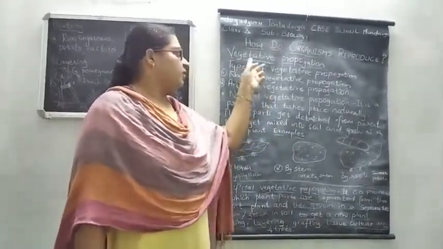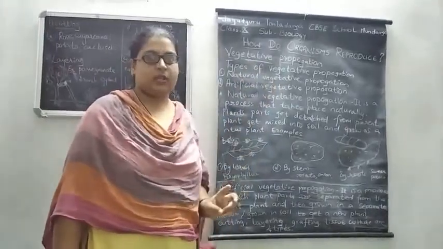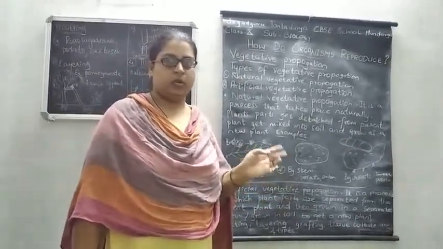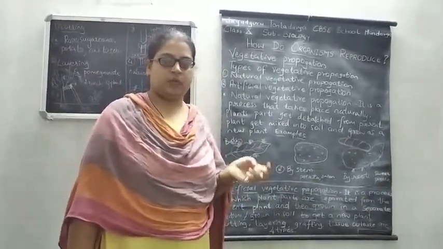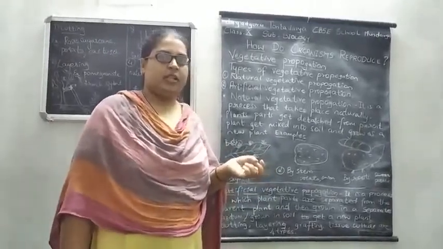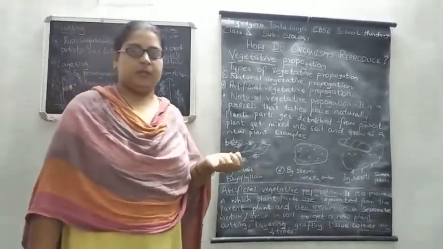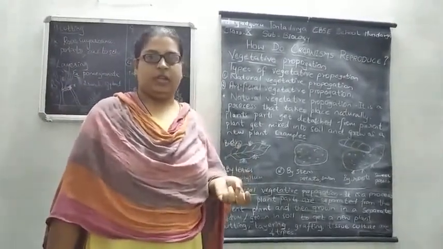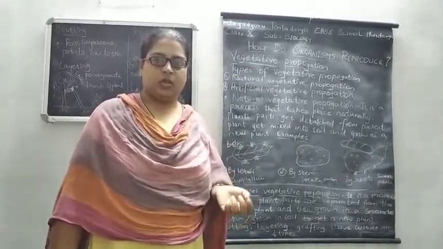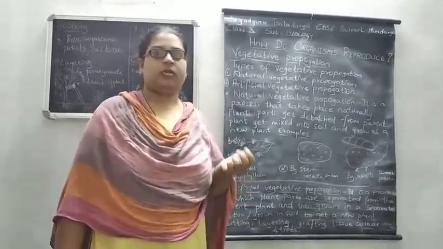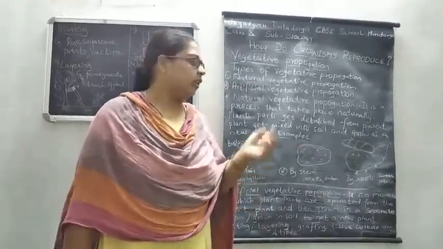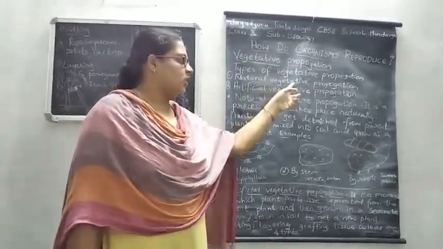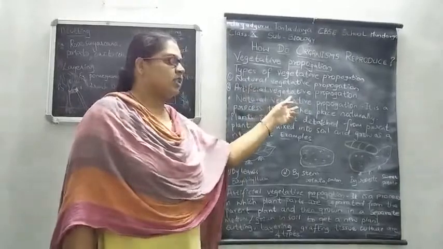And vegetative propagation is a type of asexual reproduction. In that, reproductive structures are not involved. Here only the plant parts are involved in the reproduction process. The plant parts get detached from the plant naturally, get mixed into the soil and form a new plant of the same species. In vegetative propagation there are two types: one is natural vegetative propagation and another is artificial vegetative propagation.